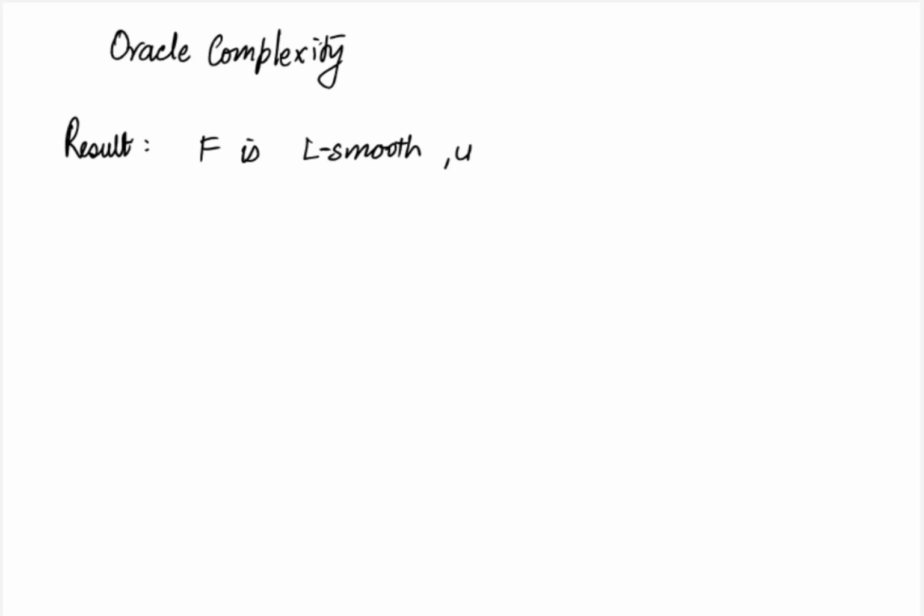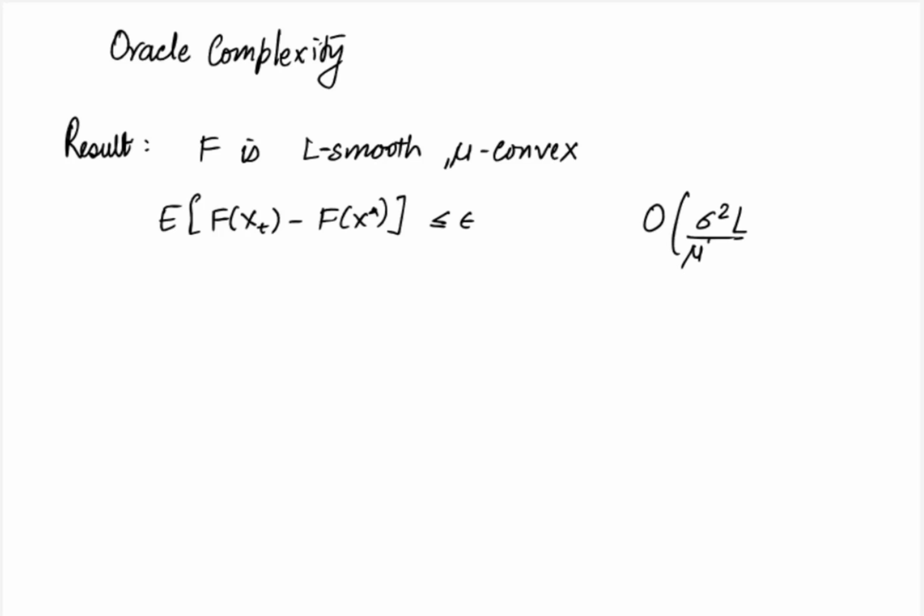Let us look at the Oracle complexity under these two assumptions, namely the strong convexity and smoothness of F and the variance bound on the stochastic gradients. The result is that if F is L smooth and mu strongly convex and has bounded second moment, then the number of IFO calls required to achieve that the expected optimality gap, which is expected value of capital F of x t minus F of x star, is less than or equal to epsilon, is given by order of sigma square L divided by mu square epsilon.